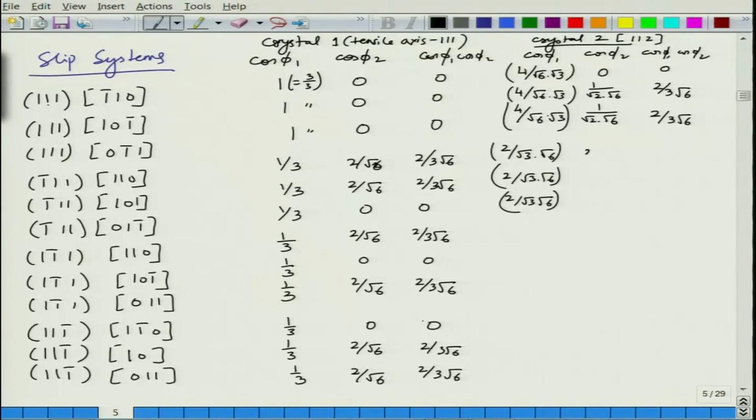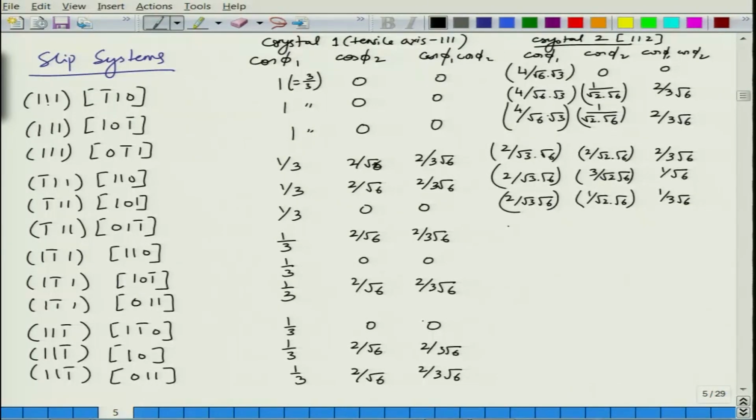This will become 2 divided by square root 2 into square root 6. This will be 3 divided by square root 2 square root 6, and this will be 1 divided by square root 2 into square root 6. So, if you now multiply, this will be 2 divided by 3 root 6, this will be 1 divided by square root 6, and this will be 1 divided by 3 root 6. Okay. So, this is how it will turn out to be.